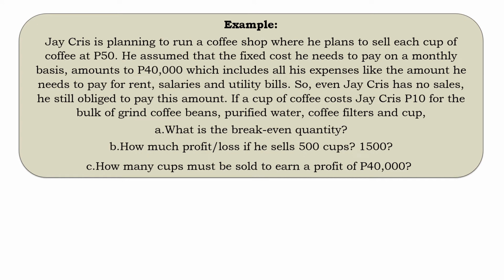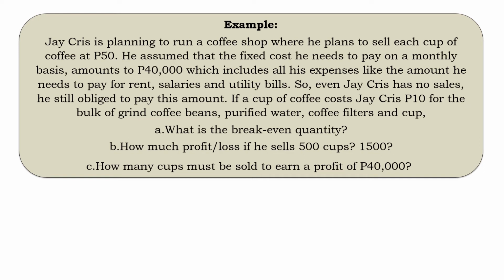We have here an example. J. Chris is planning to run a coffee shop where he plans to sell each cup of coffee at 50 pesos. He assumed that the fixed cost he needs to pay on a monthly basis amounts to 40,000 pesos, which includes all his expenses like the amount he needs to pay for rent, salaries, and utility bills. So, even if J. Chris has no sales, he is still obliged to pay this amount.